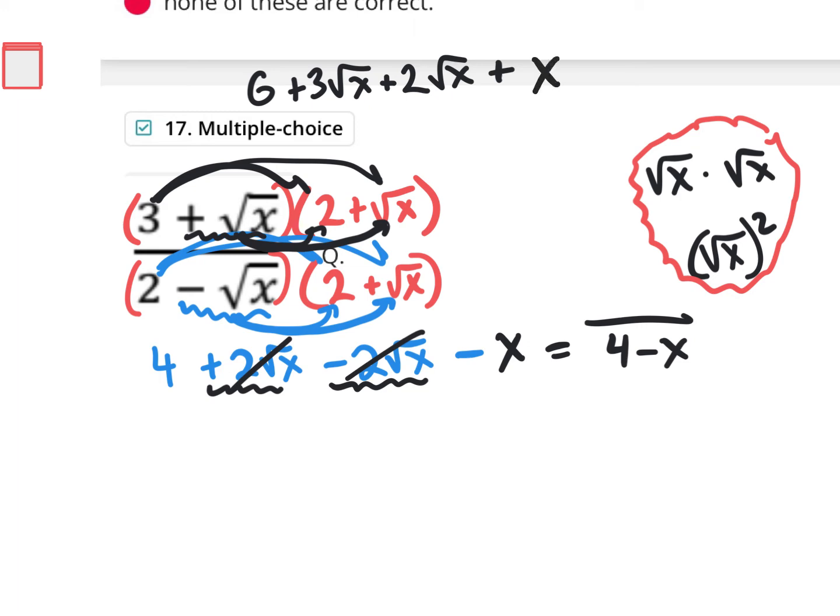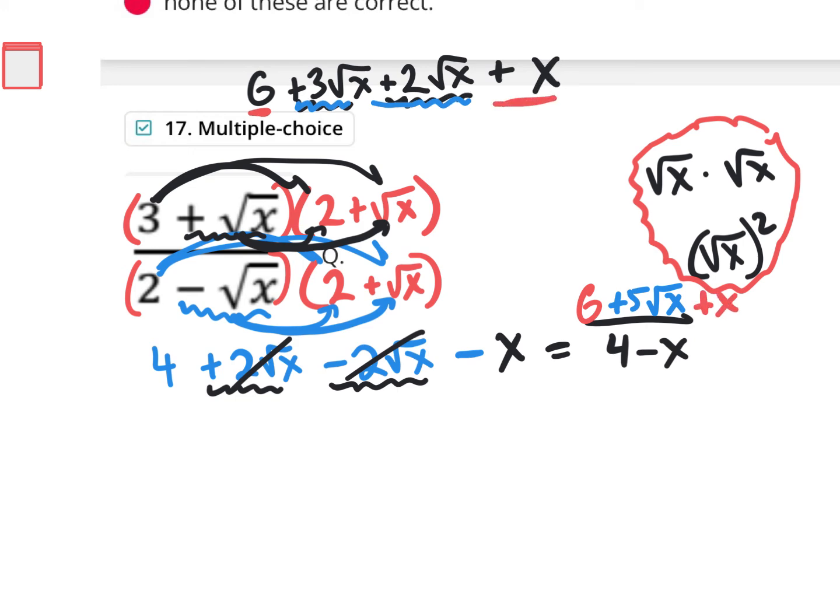What could you combine on this numerator? The positive 3 square root of x and the positive 2 square root of x. That'll be a positive 5 square root of x. So we actually have this 6 out here in our answer. And then we have the 5 square root of x, positive 5 square root of x. And then last but not least, we have this plus x, plus x.